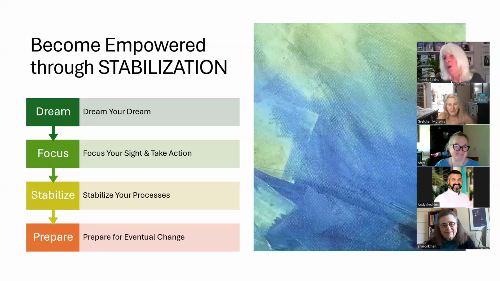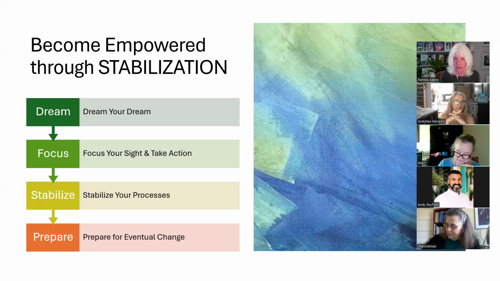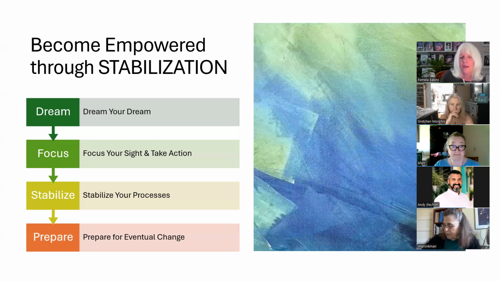Okay, I won't start telling personal stories right now, but here's how we can become empowered through stabilization. First, dream your dream. So this is coming out of the 3, the power of creation, right? Dream your dream. Then focus your sight and take action. Okay, then the 3rd stage, stabilize your process. And here's where we go wrong a lot of times. We don't prepare for eventual change. Then when eventual change happens, we're thrown by it. Okay, so prepare for eventual change, even as you're building what is so important to you.